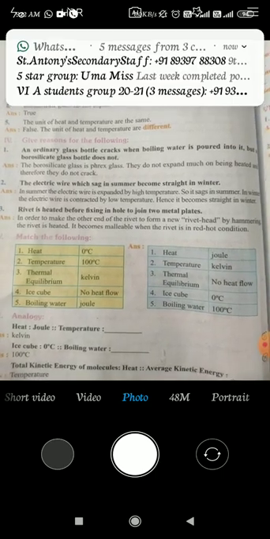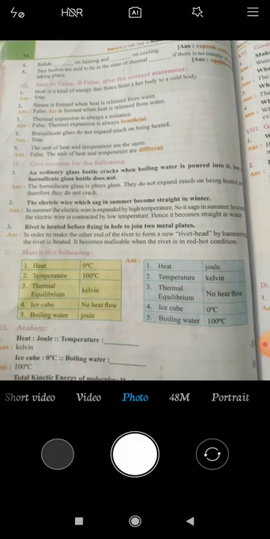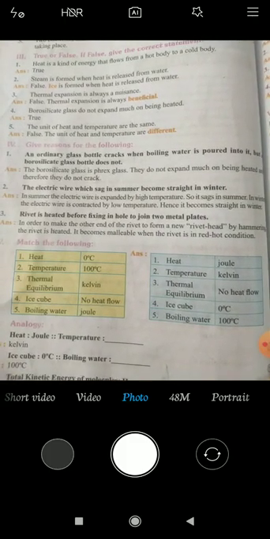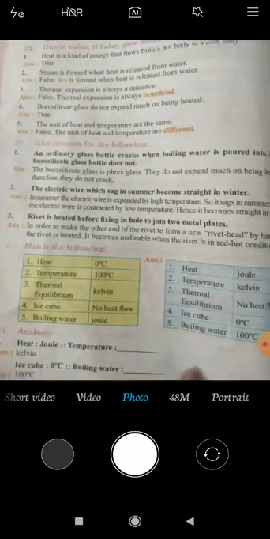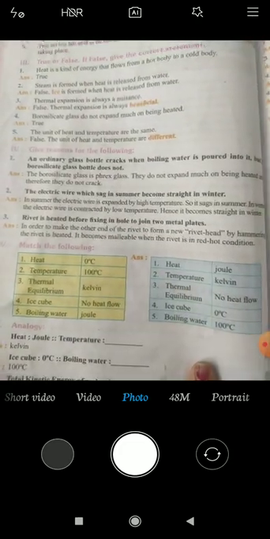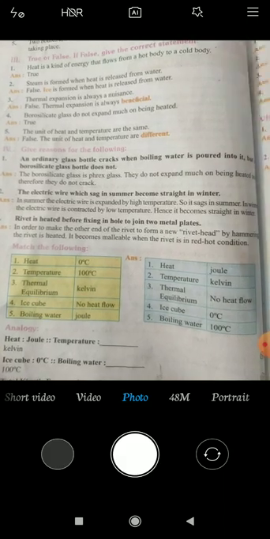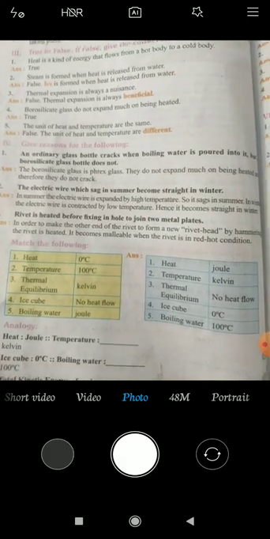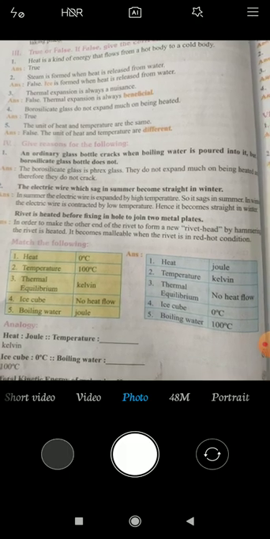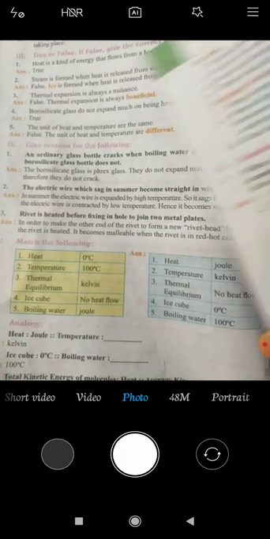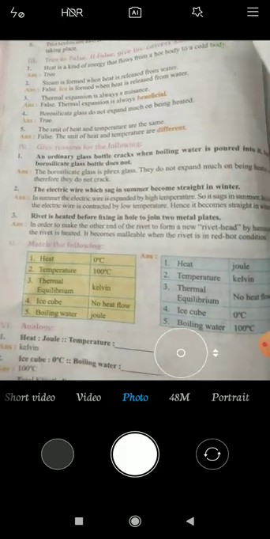Next, second question. The electric wire which sags in summer becomes straight in winter. In summer, the electric wire is expanded by high temperature, so it sags in summer. In winter, the electric wire is contracted by lower temperature. Hence, it becomes straight in winter. Do you understand, children?